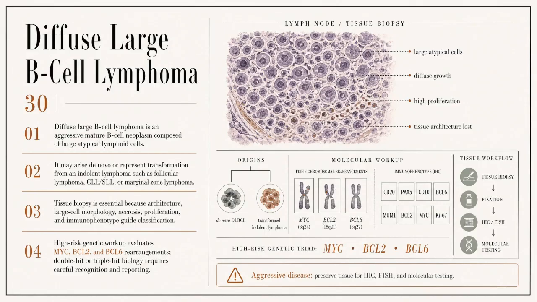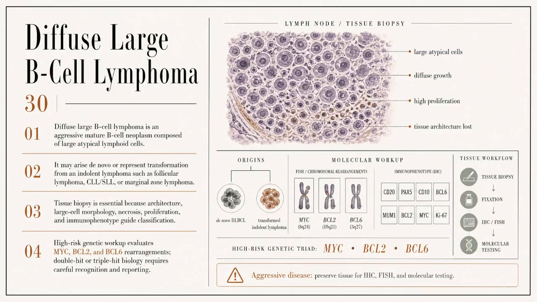From a pathology perspective, DLBCL can arise de novo, meaning it originates as an aggressive lymphoma from the outset, or it can develop through histologic transformation from an indolent lymphoma, such as follicular lymphoma. This transformation is clinically significant because it often signals a change in disease behavior and prognosis, necessitating different therapeutic approaches. Therefore, accurate diagnosis and subclassification are essential for guiding patient management.